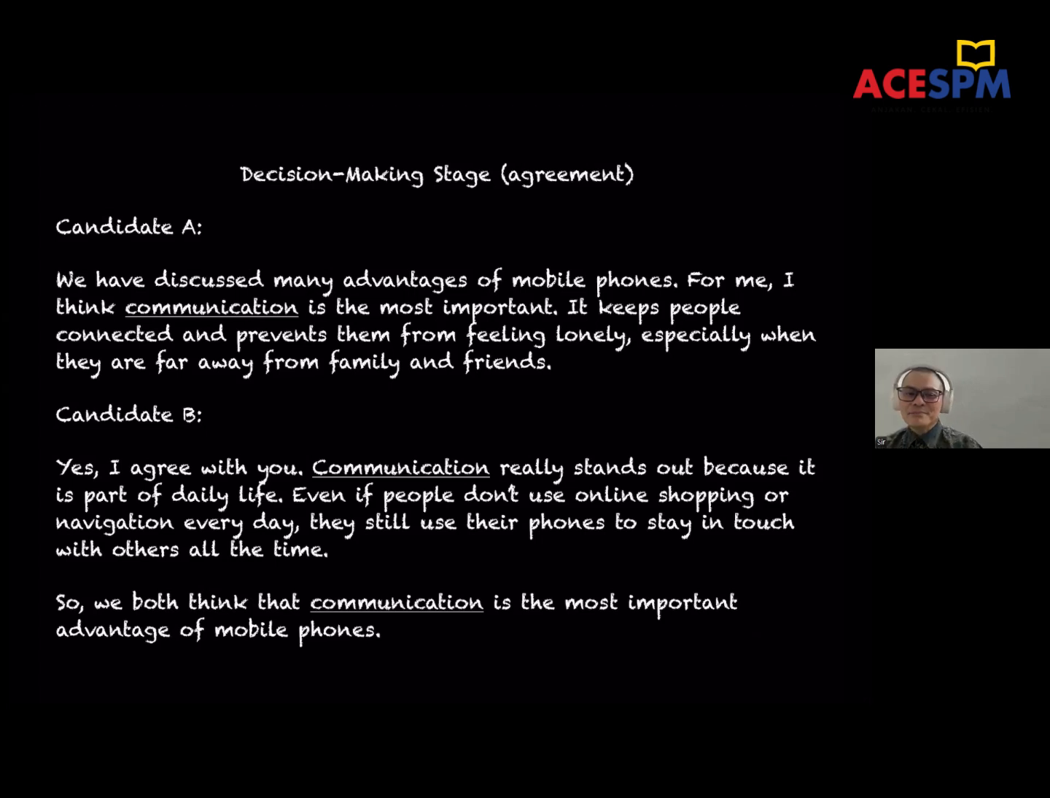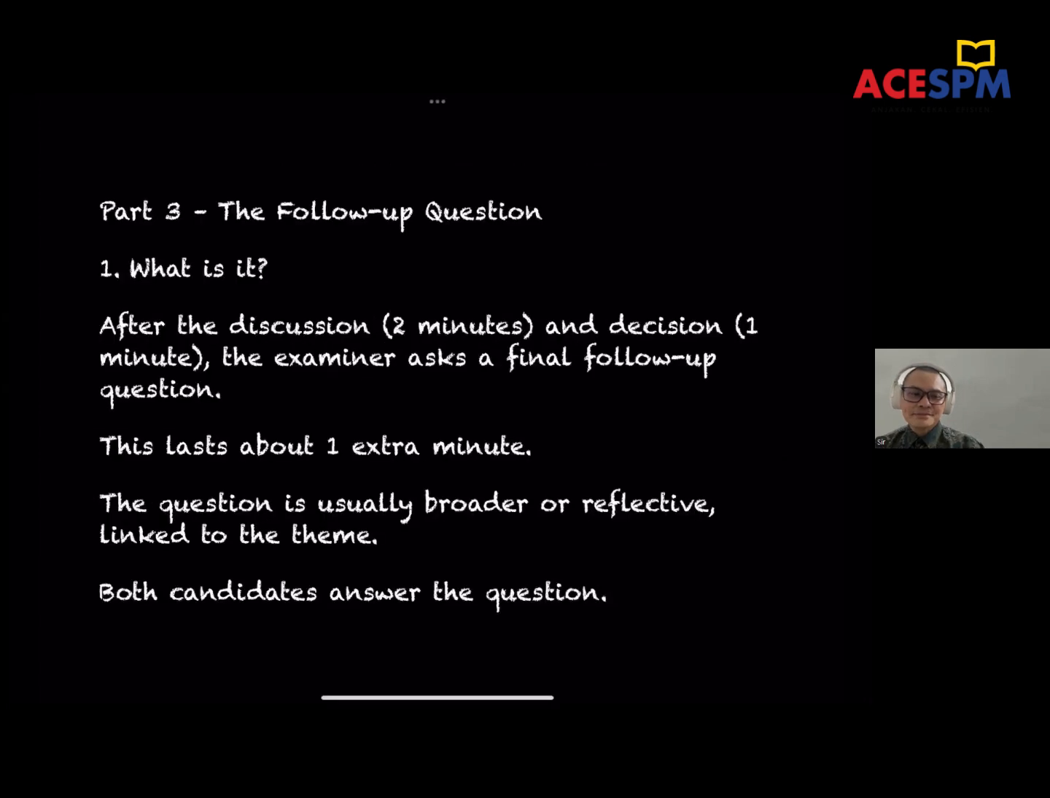And we have one final part, which is the follow-up question. Part 3 is a follow-up question. What is it? After discussion of 2 minutes and the decision of 1 minute, the examiner will ask a final follow-up question. Follow-up question is usually of a higher order thinking skill, HOTS question. It lasts for about 1 extra minute. The question is usually broader and reflective and linked to the theme. And both candidates must answer the question.